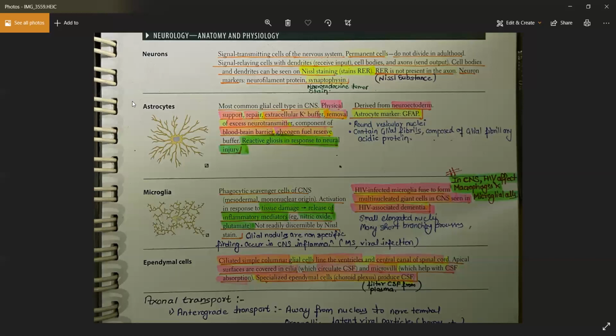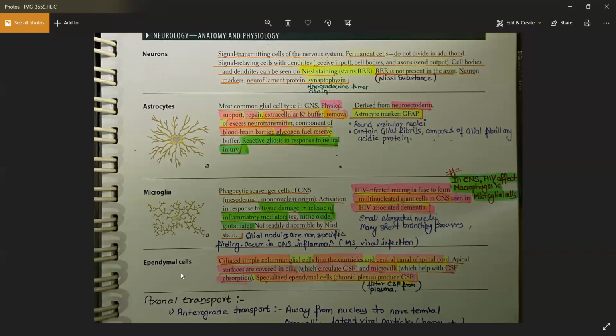Basically, astrocytes and microglia both are involved in inflammation, right? Yeah, of course. At the inflammatory phase, you will get the microglial cells. At the repairing phase, you will get the astrocytes. Because after the inflammation, you always have the repair, right? Okay, got it.